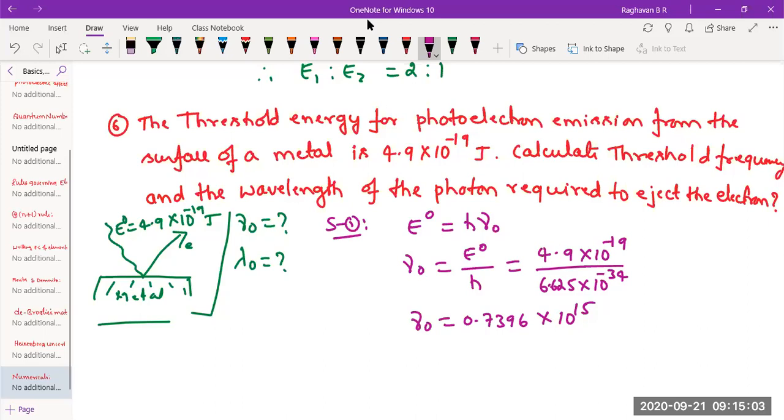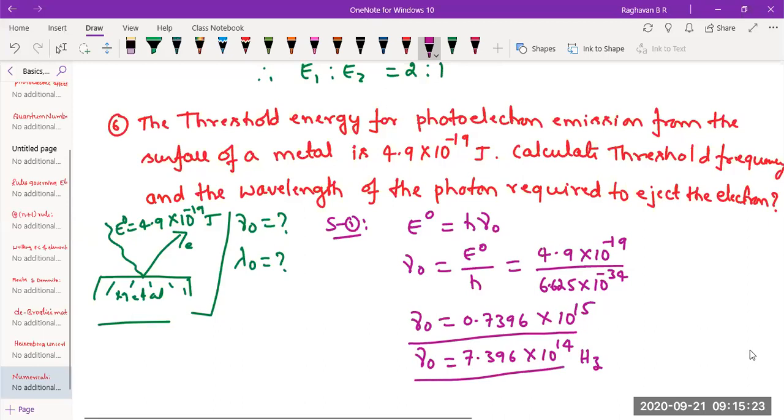Therefore, nu naught is equal to, right hand decrease, 7.396 into 10 to the power of 16. No, right hand decrease the power, 14. 14. Sorry, sir. Okay, no problem. So that's the thing. We'll move.